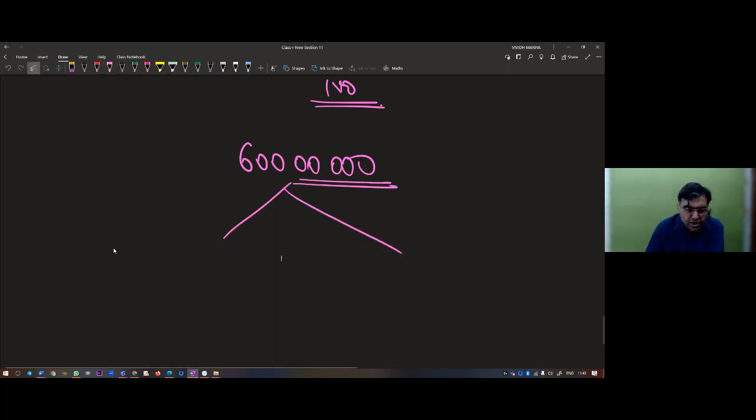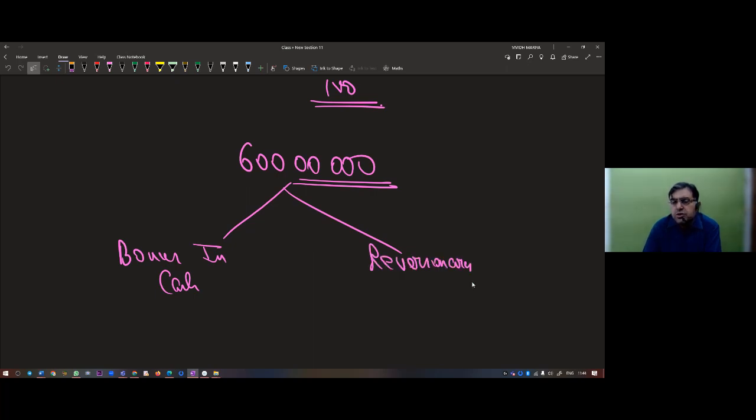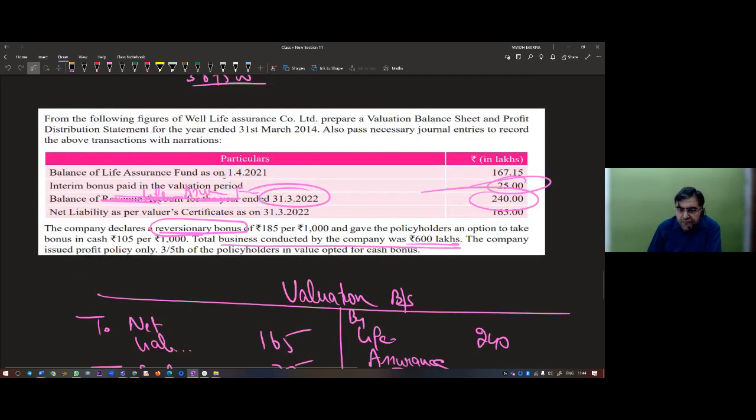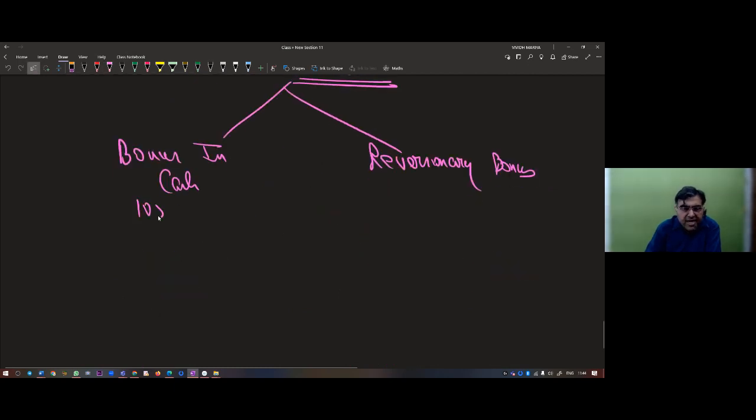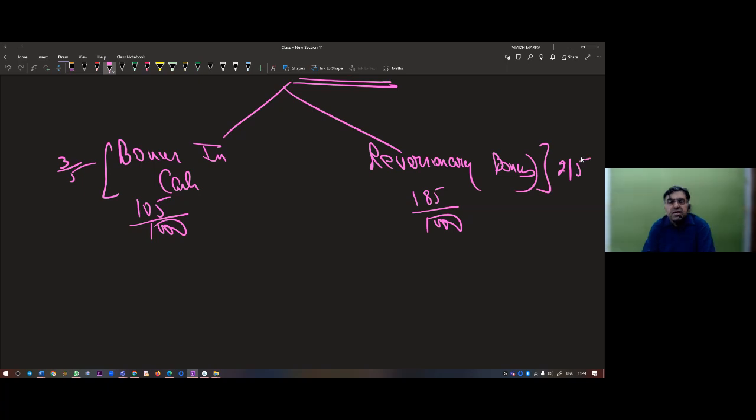You want bonus in cash, or you want reversionary bonus, that is given at the time of maturity, at the time of the claim. If they take it now, they will get 105, otherwise 185. They will get 105 versus every 1000 of policy amount, or 185 versus every 1000. 3/5 of the people agreed for this, 2/5 of the people agreed for this. I will show you the beautiful calculation.